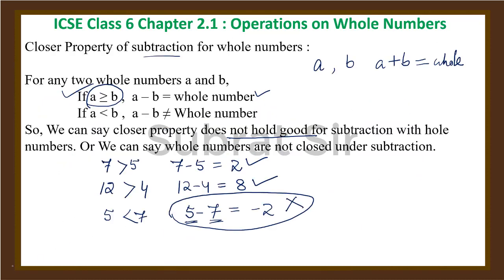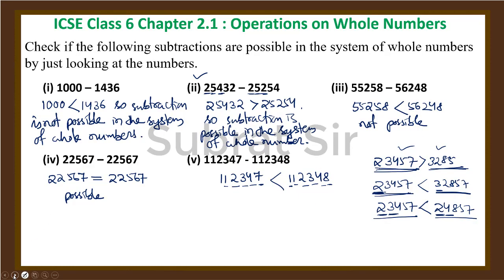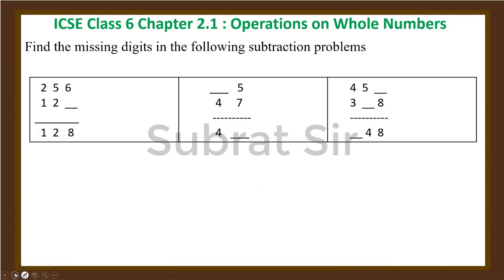And if A is greater than or equal to B, then A minus B will be a whole number. But if A is less than B, then the result will not be a whole number. So subtraction is not possible in the system of whole numbers. The result is possible, but it will not lie in the system of whole numbers. It will be outside of the system of whole numbers. We are discussing only whole numbers.